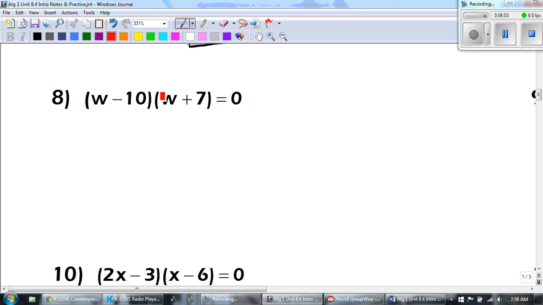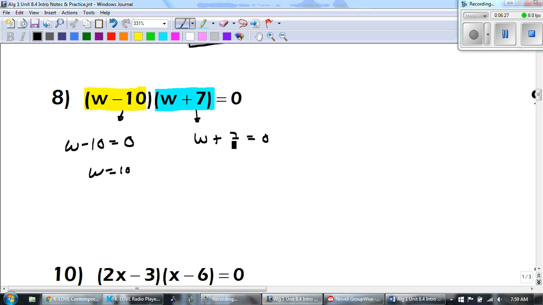Okay, so for number 8, I have 2 variables that are linear. W minus 10 equals 0, W plus 7 equal to 0. Well, how would I solve those? Well, the first one I would add 10 to both sides, so we get W equals 10. On the right side, I would subtract 7, so W equals negative 7. And we would write our final answer as negative 7 and positive 10.